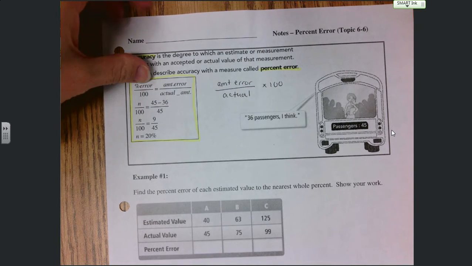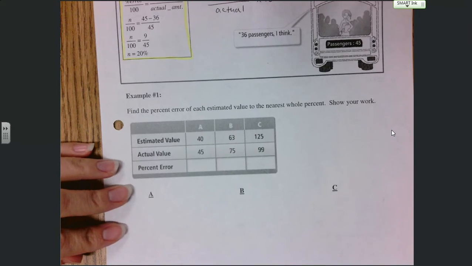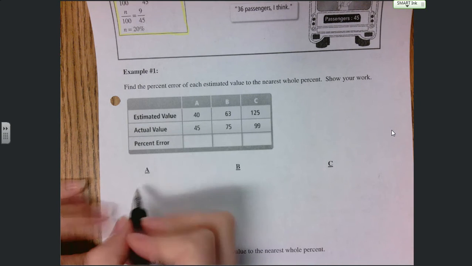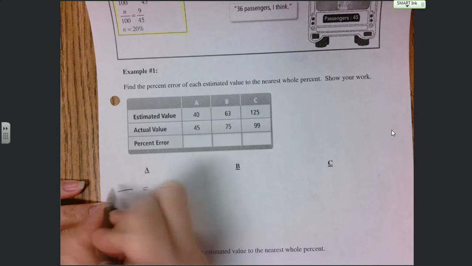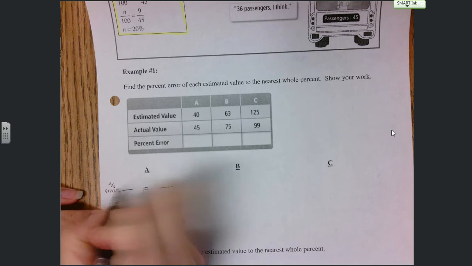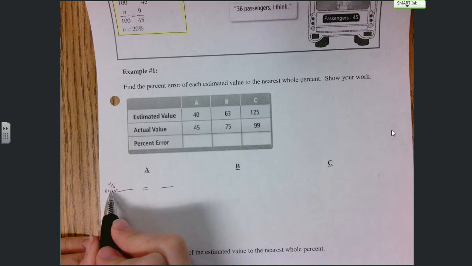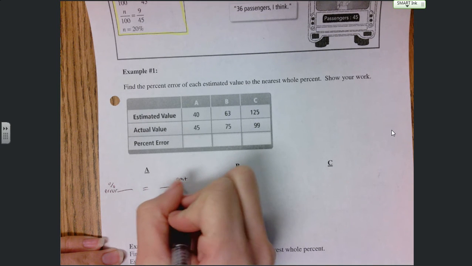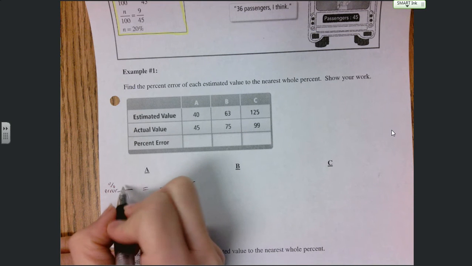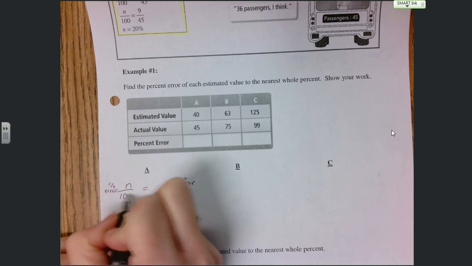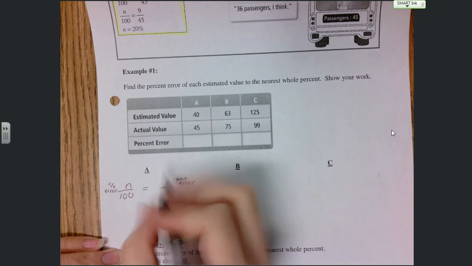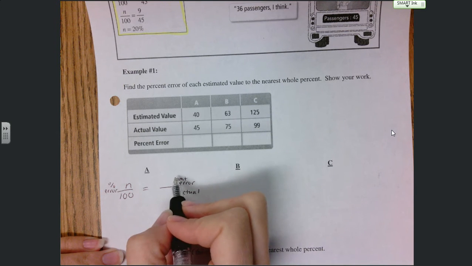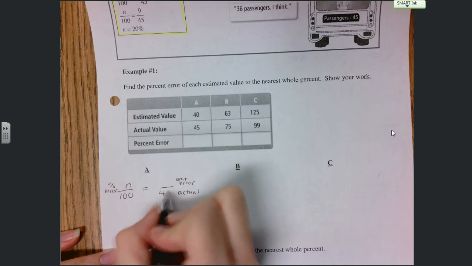For question number 1, they're asking us to find the percent error of each estimated value to the nearest whole percent, and to show our work. So if I look back at my proportion, this is my percent error. I like to label my proportion so I can keep track of my information. Since there's an equal sign here, directly across from that must go the amount of error. We're looking for the percent error. And the actual value always goes on the bottom, because I'm trying to compare my error to what the real amount is. So I put 45 on the bottom.